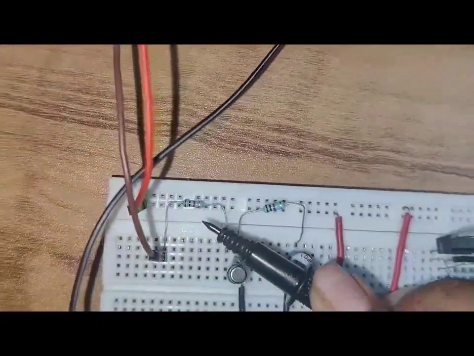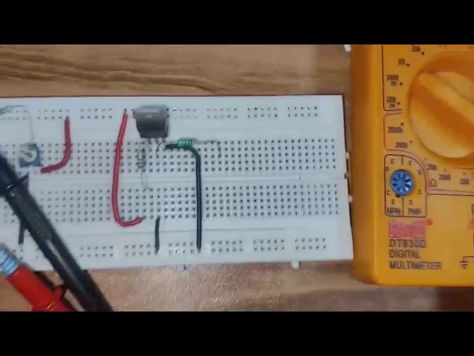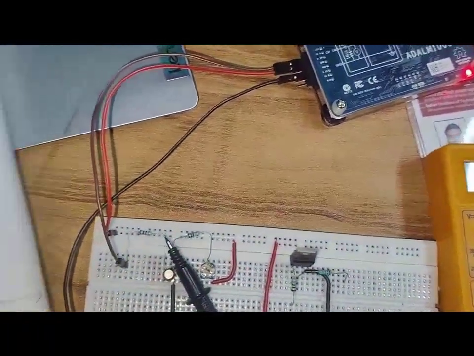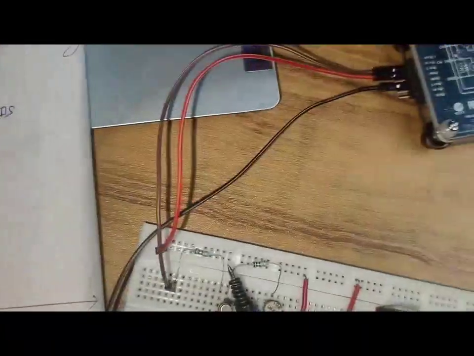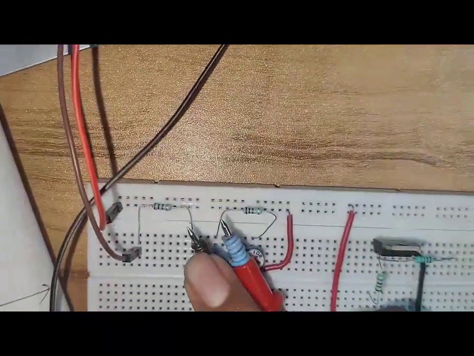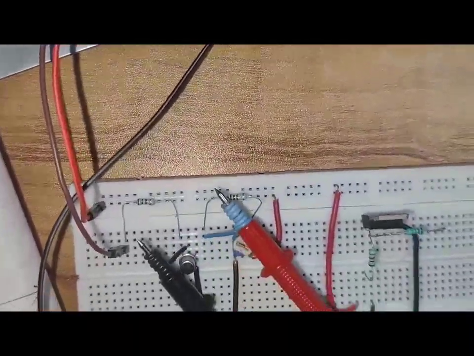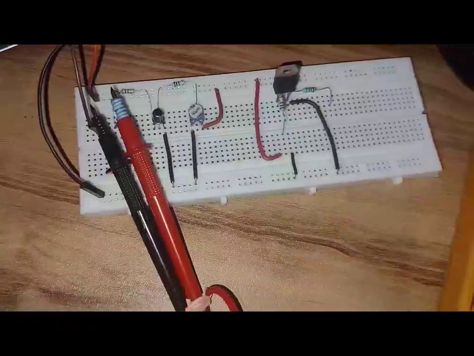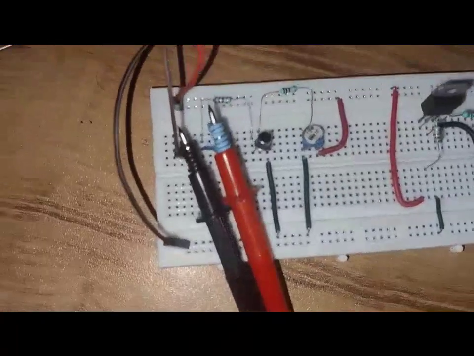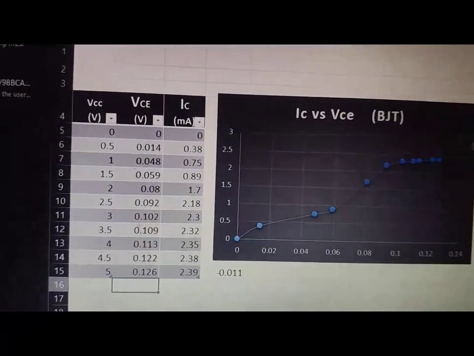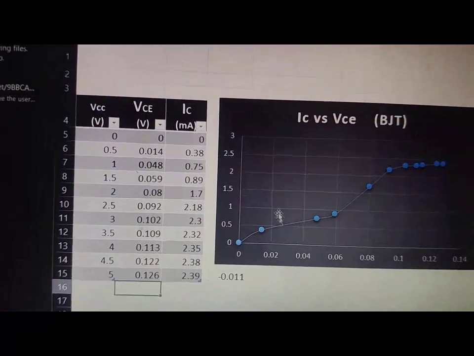Now you can see VB 0.65 volt. You can see the 0.64 last time, and now the IB. Now you can see this. How can we measure the IB? It is 0.85 milliamps. Now you can see this is the IC, and we are supplying 5 volt from channel A, and you can see the last time it was 0.126. And this is the graph plotted after getting all the data.